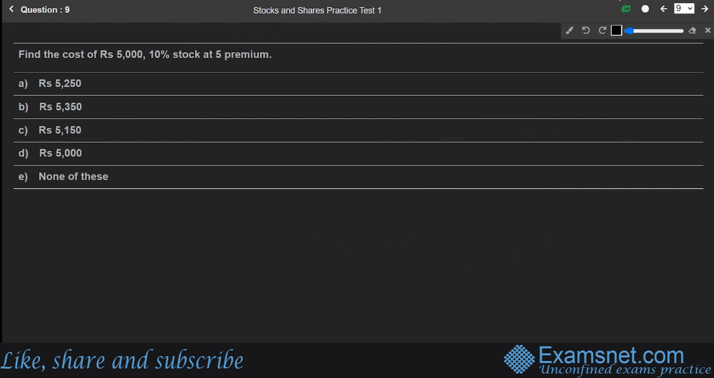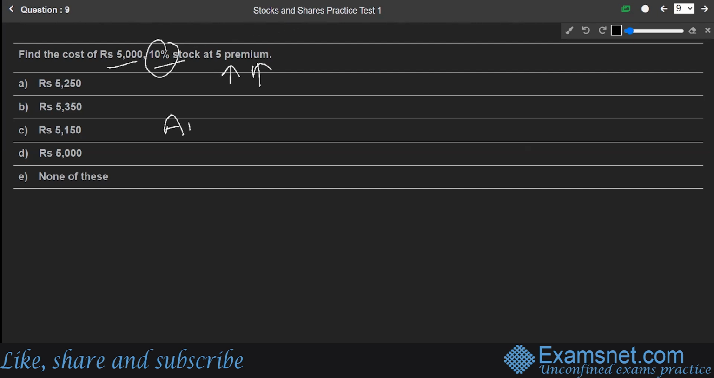Now find the cost of rupees 5,000, 10% stock at 5 premium. 5 premium means that each particular share will be available at 5% more. 10% stock means the dividend being offered is 10%. So if the face value was rupees 100, then you can purchase it at 105 because it is at 5 premium. If the face value is 100 rupees, then you can purchase it at 5 premium, that is 105 rupees.